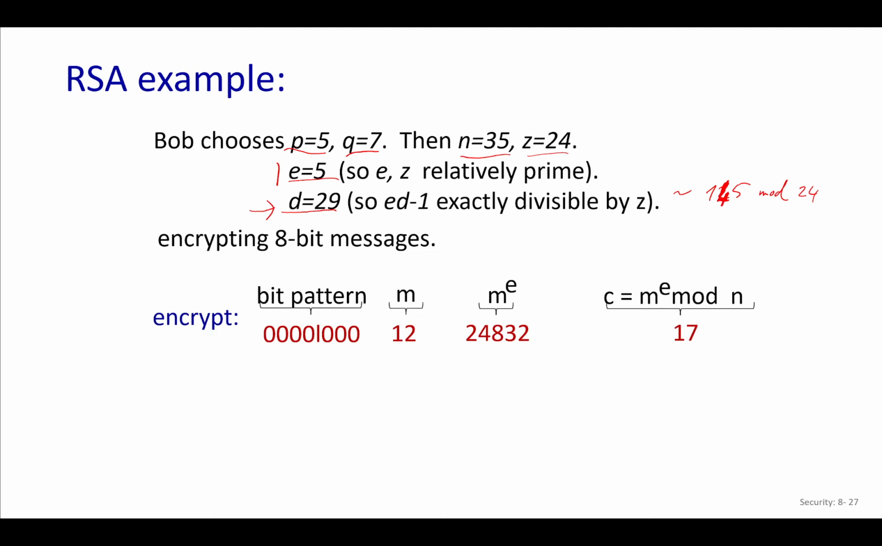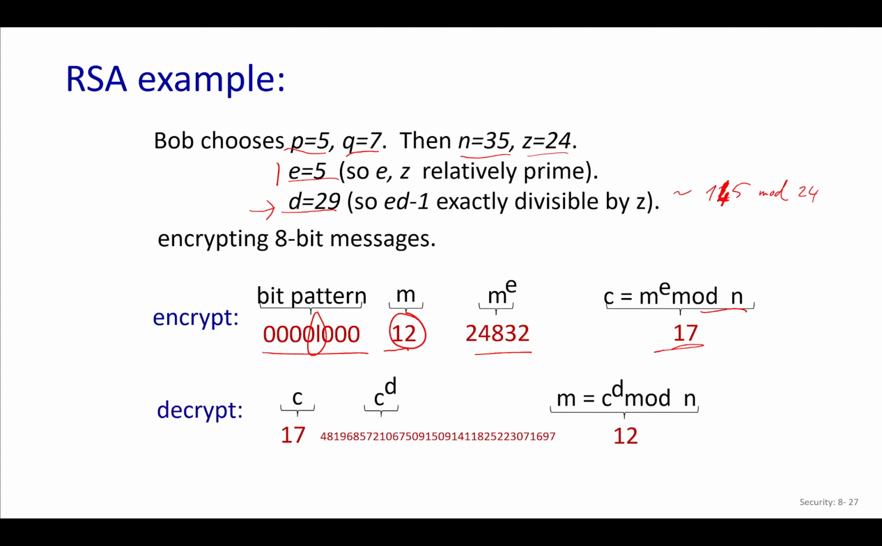Okay, so if you have to encrypt something, this is our plain text. Let's say m equals 12. This is m to the power of e, mod n. So mod 35 is 17. And if we take the 17 to the power of d, then this will be the number, and mod n is again the 12 that we had.